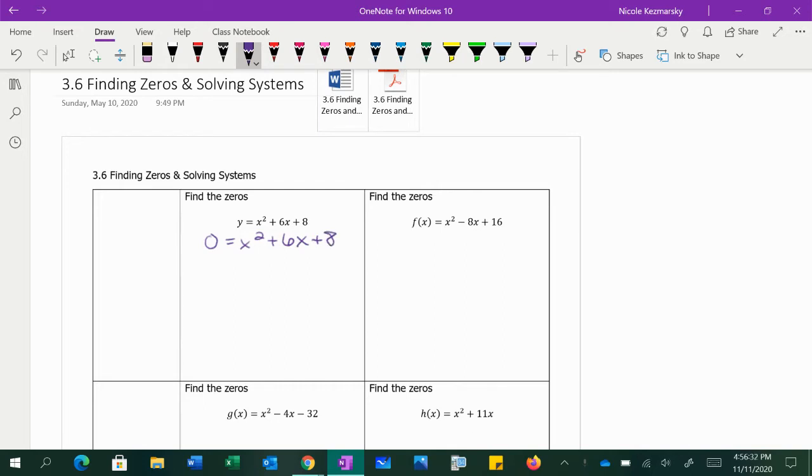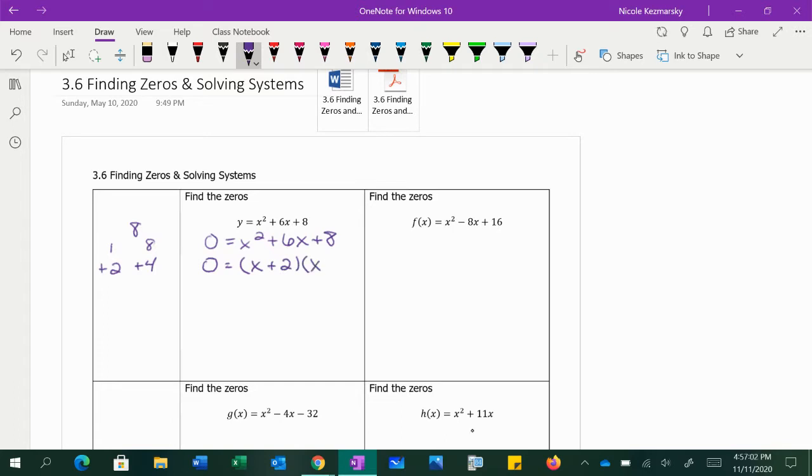And then, like we did in 3.3, we're going to solve this equation by factoring. So we're going to start by doing a factor pair list for 8. So 1 and 8, 2 and 4. And we're going to pick the pair that gets us a positive 6 when we add or subtract. So that's going to be positive 2 and positive 4. And we're going to set up our factors. We're going to say x plus 2 and x plus 4.